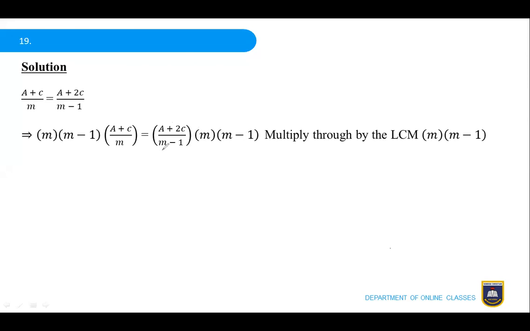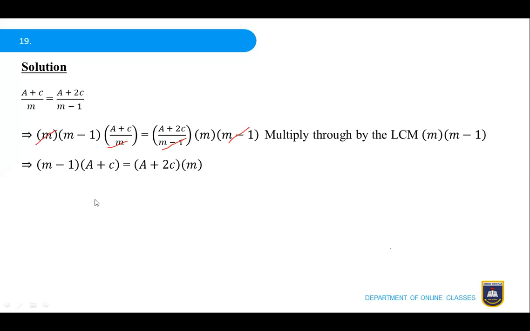If you simplify, this M minus 1 will now cancel M minus 1 here. The M here will also cancel the M here. So you are now left with M minus 1 multiplying A plus C at the left side, and then A plus 2C multiplying your M at the right side. And that is going to give us M minus 1 times A plus C equal to the expression A plus 2C multiplying your M, like we have here.